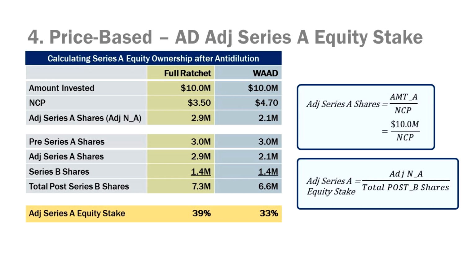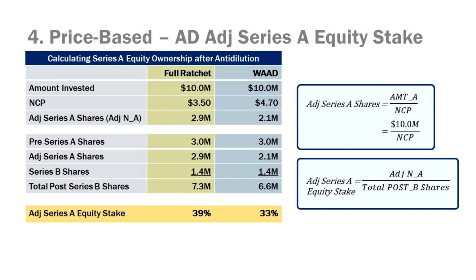Under full ratchet, the new total shares outstanding is the sum of the 3 million shares before Series A, plus the 1.4 million new shares issued to Series B, and the 2.9 million shares for Series A after the adjustment for full ratchet anti-dilution, for a total of 7.3 million shares. As a result, Series A owns 39% of the equity, which is 2.9 million shares of the 7.3 million total shares outstanding after the completion of Series B.